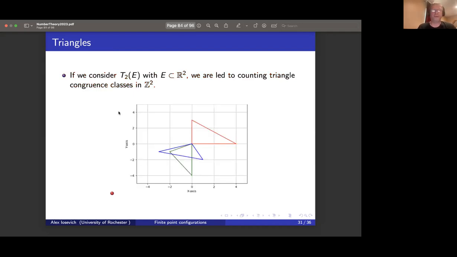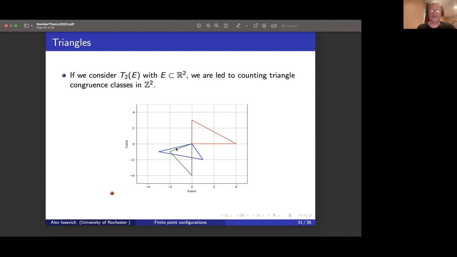So here's the example. So first of all, what are we doing? We're counting these triangles. And as I described to the organizers before this talk, an hour before the talk, I discovered to my horror that I forgot to prepare diagrams for this talk. So every diagram you see was prepared by ChatGPT.